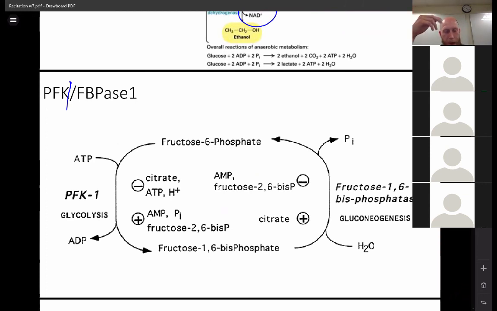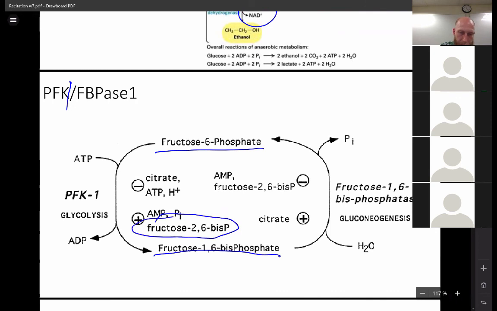Phosphofructokinase, sorry. Like I said, I'm terrible with acronyms. So this is the enzyme within glycolysis that is going to convert fructose 6-phosphate to fructose 1,6-bisphosphate. And that's what its job is. But it is regulated by this fructose 2,6-bisphosphate. Both of the enzymes are.